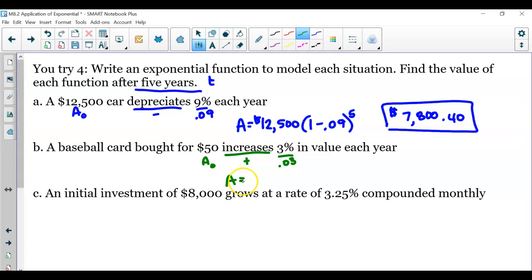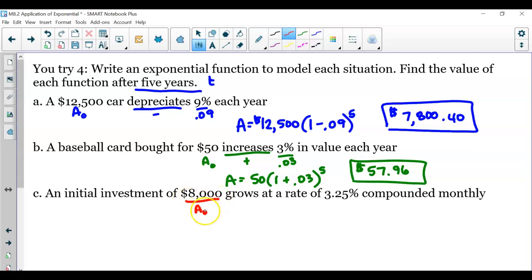Again, you should have set this up. A is equal to $50 the initial, then 1 plus 0.03, and again, raise that to the 5th power for your time. And the approximate value of the card is $57.96. Last one, here you have that initial, so $8,000 is the initial, growing at a rate of 3.25% or 0.0325, but compounded monthly. That means n is equal to 12.